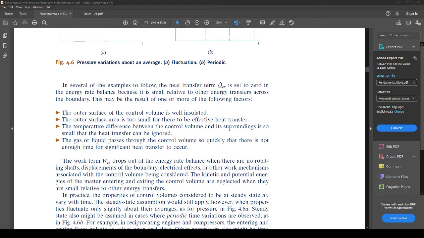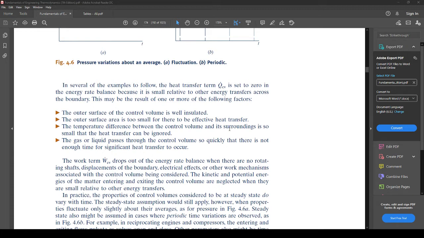So essentially, if the outer temperature is 70 degrees and our control volume is 71, the heat transfer there is not very high, right? Because their temperature differences are very small. So it could be 0. And it says the gas or liquid passes through the control volume so quickly that there is not enough time for significant heat transfer to occur.